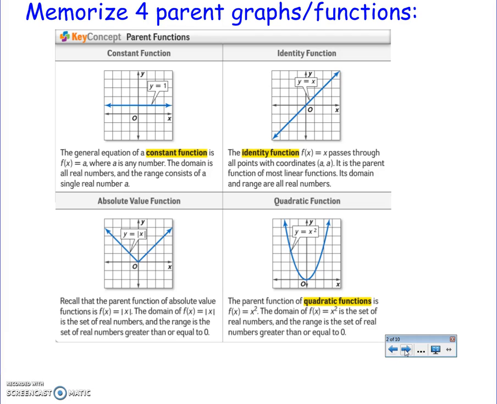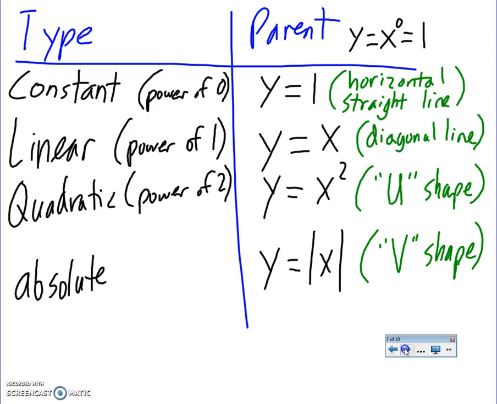Make sure you know the shapes. Constant is left, right, horizontal. Linear is diagonal. Quadratic is a U. Absolute value is a V. So I like to think of it like this. If it's constant, you have a power of 0. Remember, anything to 0 power is just 1. You can use a calculator, check that.